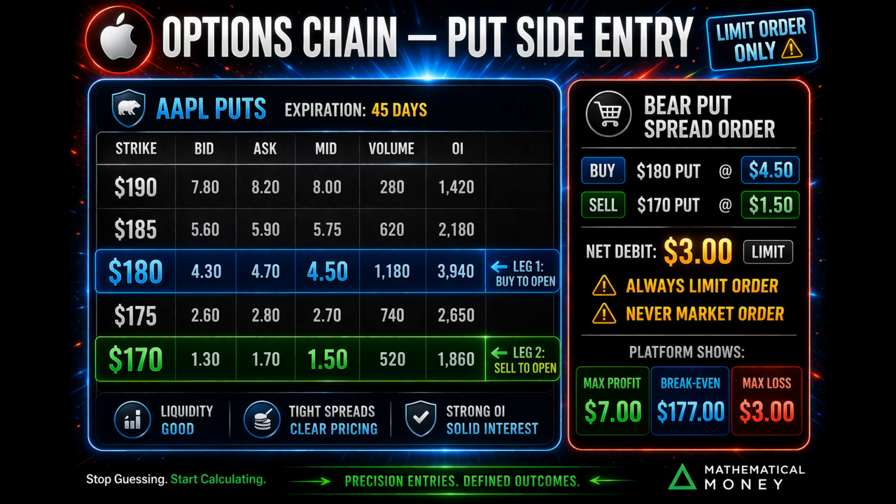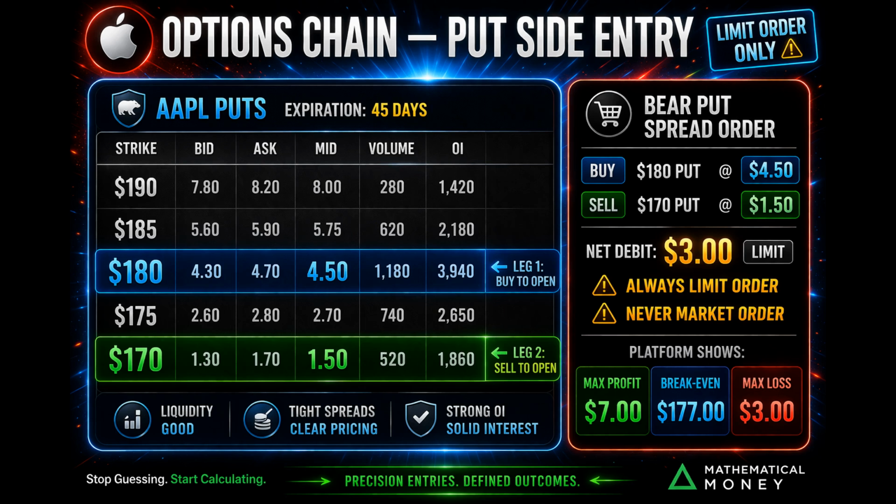Apple is trading at $182.50. You are moderately bearish. You expect Apple to pull back toward the 170 range over the next 45 days, perhaps due to elevated valuations, weakening tech sentiment, or a broader market correction. A single long put at the 180 strike costs $4.50, or $450 per contract. Instead, you build the bear put spread. Buy the 180 put at $4.50, sell the 170 put at $1.50.